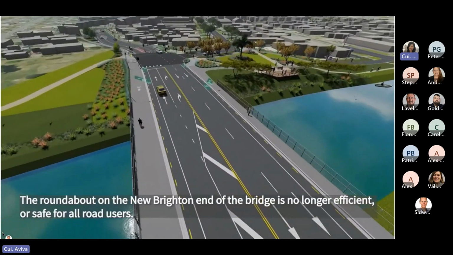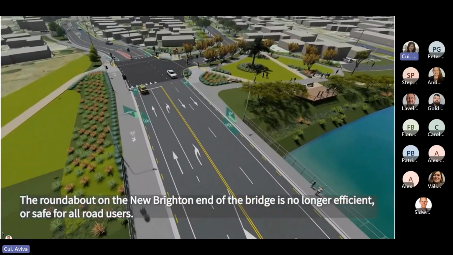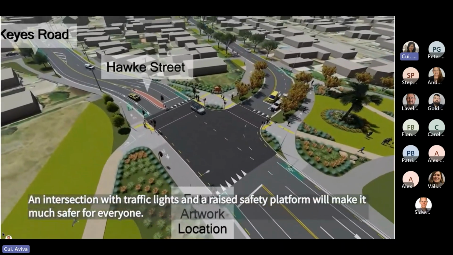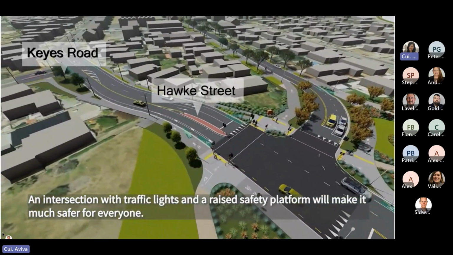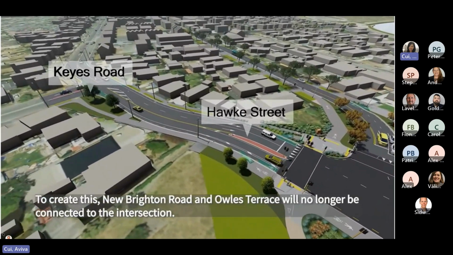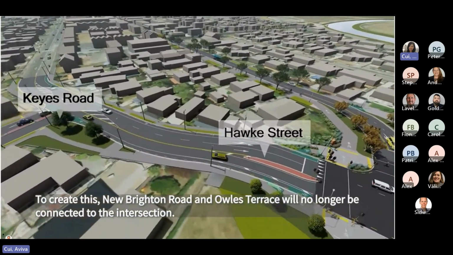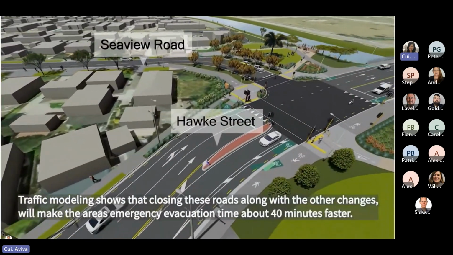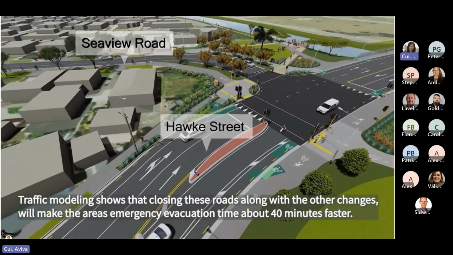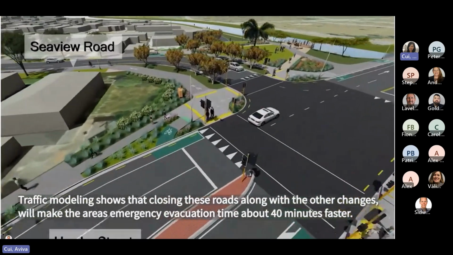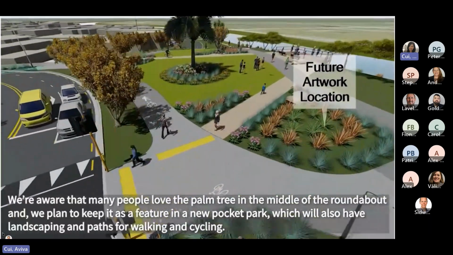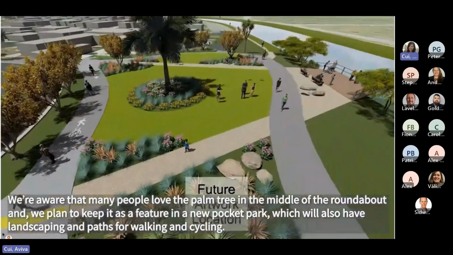The roundabout on the New Brighton end of the bridge is no longer efficient or safe for all road users. An intersection with traffic lights and a raised safety platform will make it much safer for everyone. To create this, New Brighton Road and Owls Terrace will no longer be connected to the intersection. Traffic modelling shows that closing these roads along with the other changes will make the area's emergency evacuation time about 40 minutes faster.